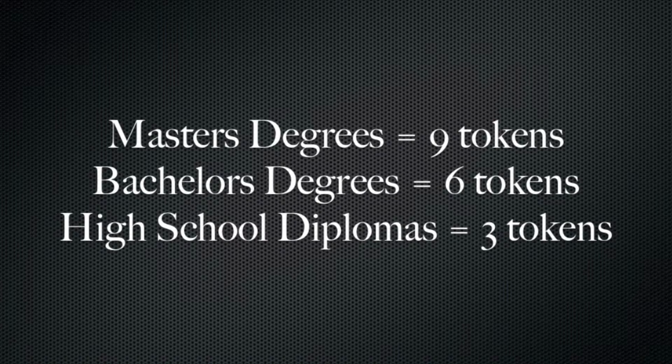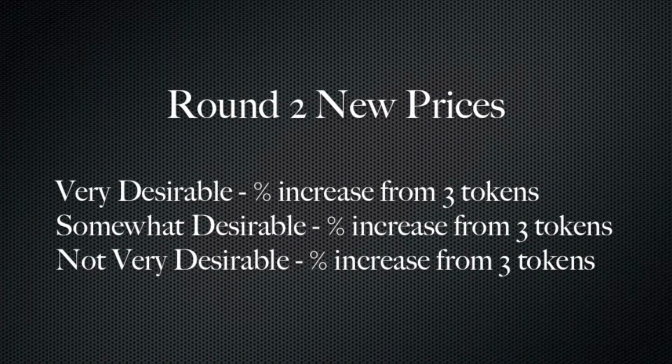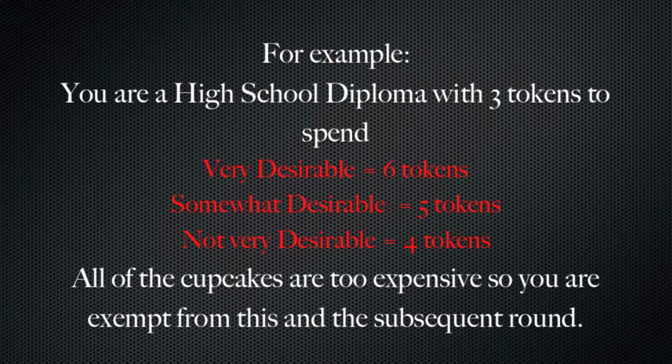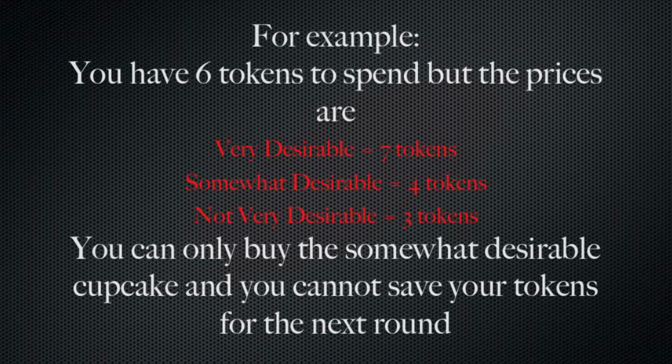Step 11. Replenish every individual's tokens with the same amount as they received in the first round. Make the individuals aware of the new cupcake prices and follow the same process for purchasing cupcakes as you did in the previous round. It is now possible that an educational group may not have enough tokens to purchase any cupcakes. If that is the case, they are excluded from this and the subsequent round of purchasing. Any amount of tokens left over is forfeited.